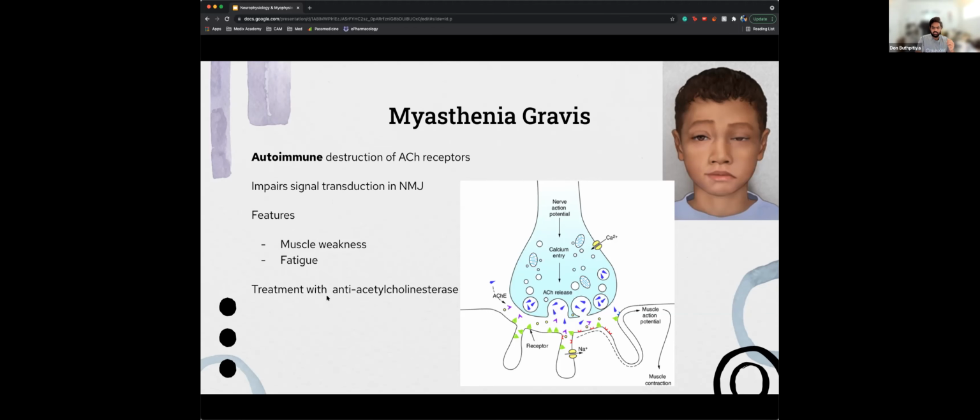So what our treatments are, we treat the patient with anti-acetylcholinesterase. I don't think the treatment's really necessary here. Just know that myasthenia gravis is the destruction of the receptors. It impairs the signal transduction. So the clinical features are that someone will present with muscle weakness and fatigue, when you don't have the capability to actually send a signal out.